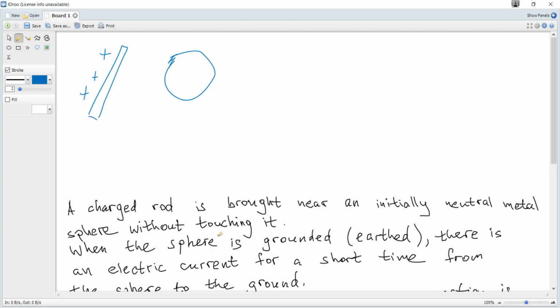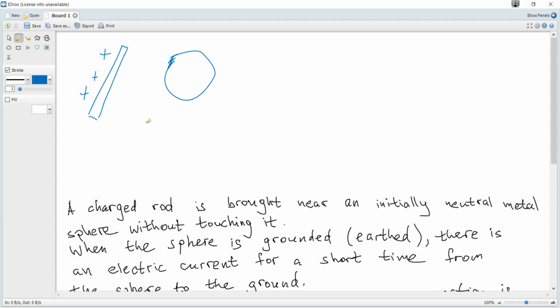It doesn't touch the metal sphere, because definitely if you touch a metal sphere with a charged rod, positive charges will be distributed over the rod and the sphere, and they both finally will be positively charged. But we can see the process so that a charged rod is brought near and it doesn't touch the metal sphere. And what happens? How to remember?